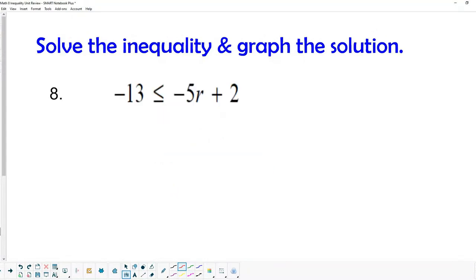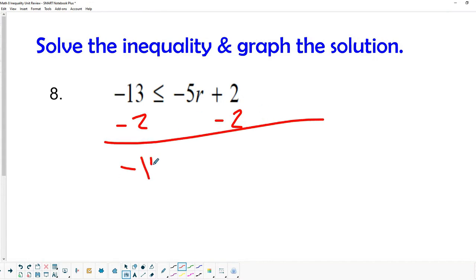Okay, here's another one. It's getting to be like a 2-step inequality. So we're going to subtract 2 from both sides. And we end up with -15 on the left side is less than or equal to -5r.